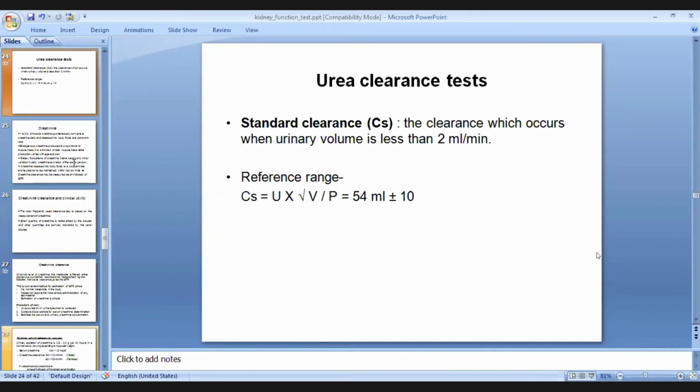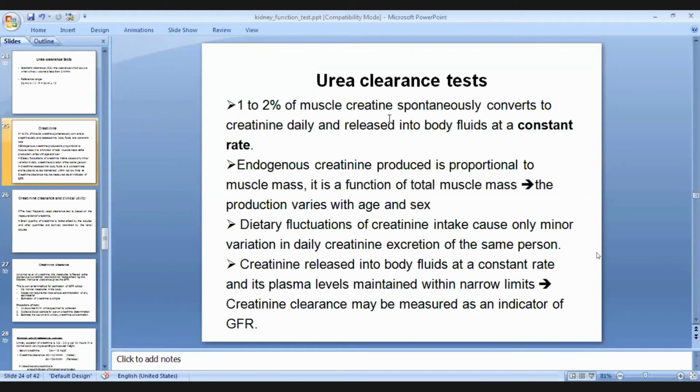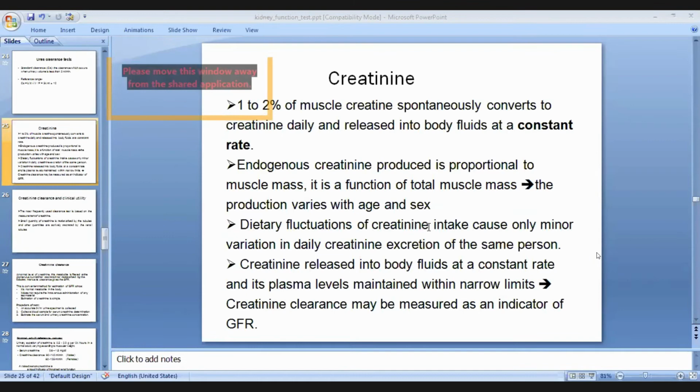About creatinine. Okay, so you have already come across the compound creatinine. 1 to 2% of muscle creatine is spontaneously converted to creatinine at a constant rate, and endogenous creatinine is produced, which is proportional to muscle mass and is a function of total muscle mass.